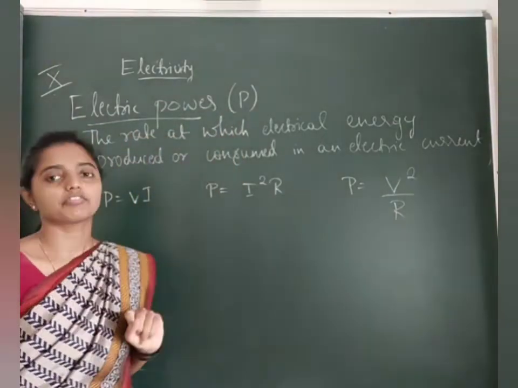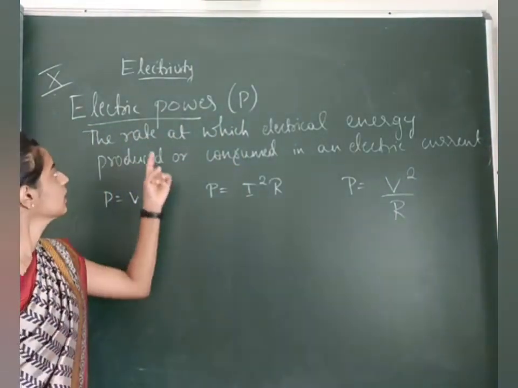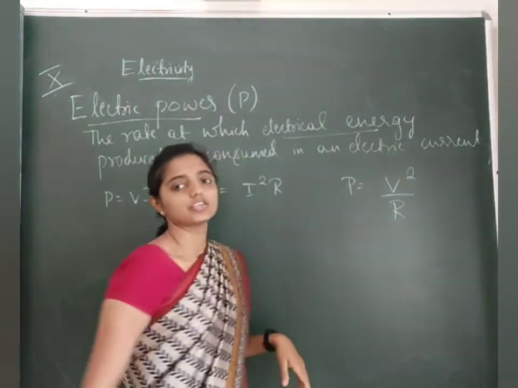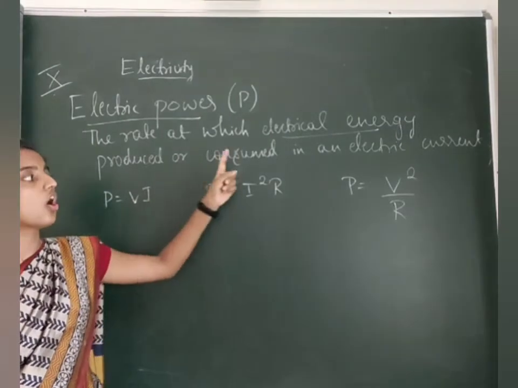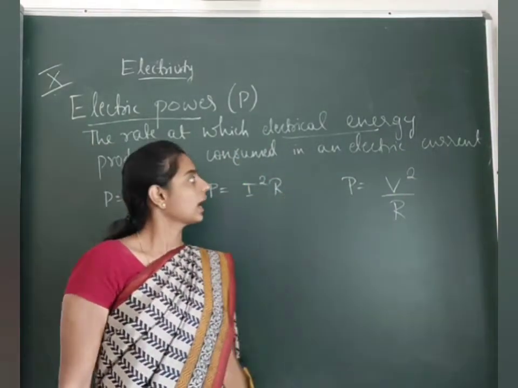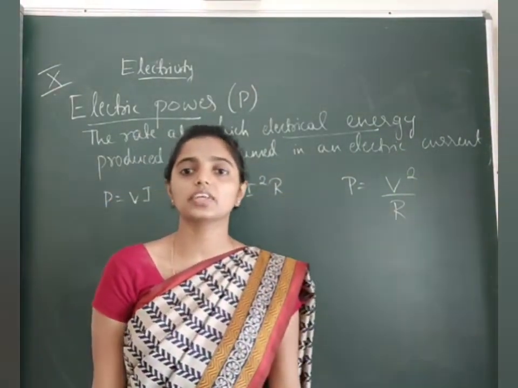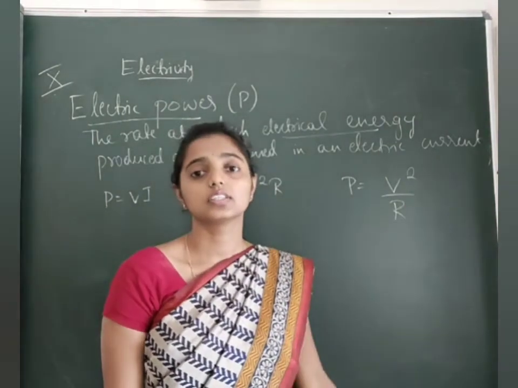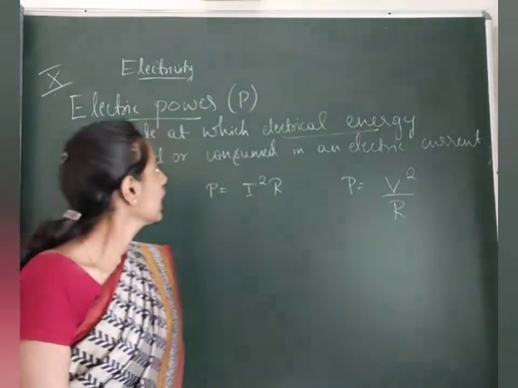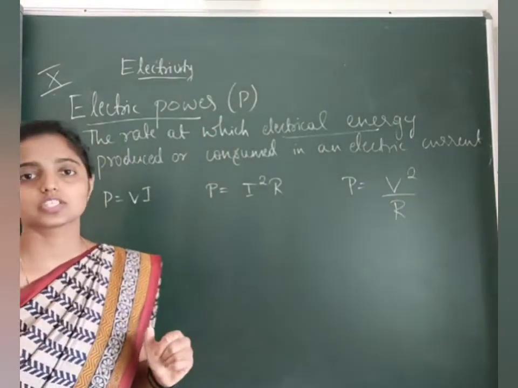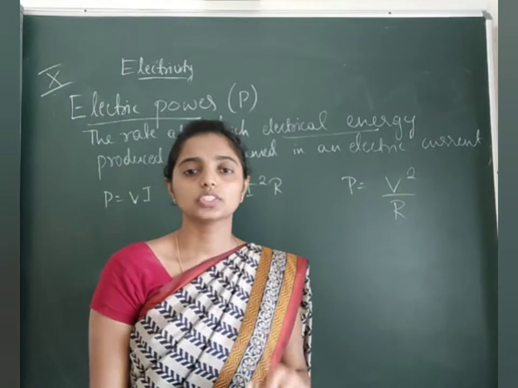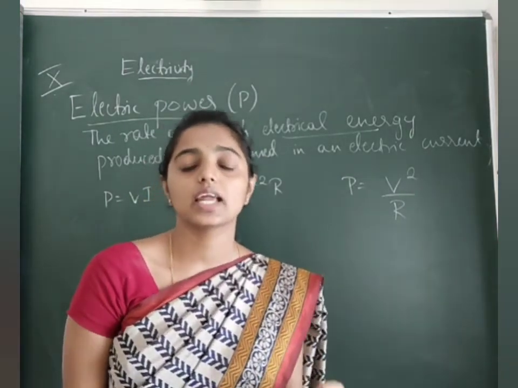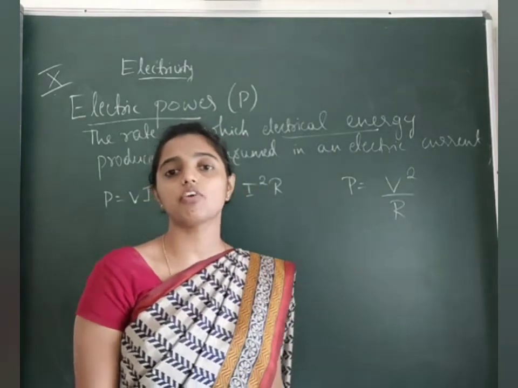The actual definition of electric power is the rate at which electrical energy is converted or consumed in an electric current. That is, electrical energy converted or consumed in an electric current is called electric power, which is denoted by P. So this is the definition of electrical power, and this electrical power has three formulas.